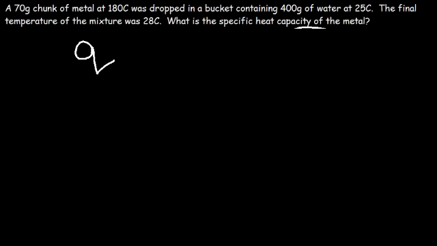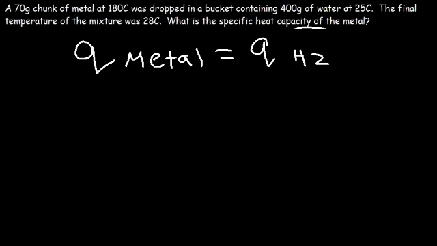The heat released by the metal is equal to the heat absorbed by the water. Now, for this process to work, you need to add a negative sign to either side of the equation, because the temperature of the water is going up and the temperature of the metal is going down. So one side is negative, the other side is positive. So to balance it, you need to introduce a negative sign.